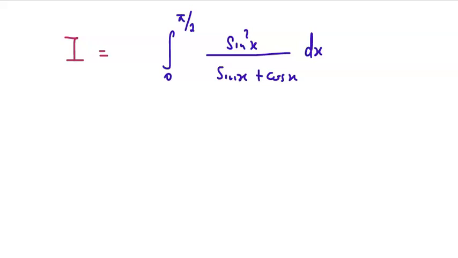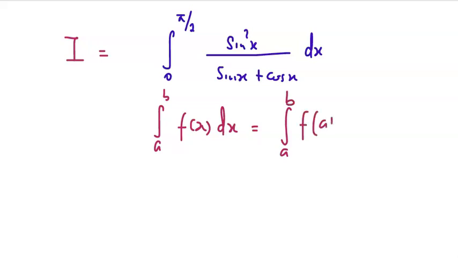And what's that property? That the integral from a to b of f of x dx is equal to the integral from a to b of f of a plus b minus x dx. So this is the King's property, so we're going to use that.